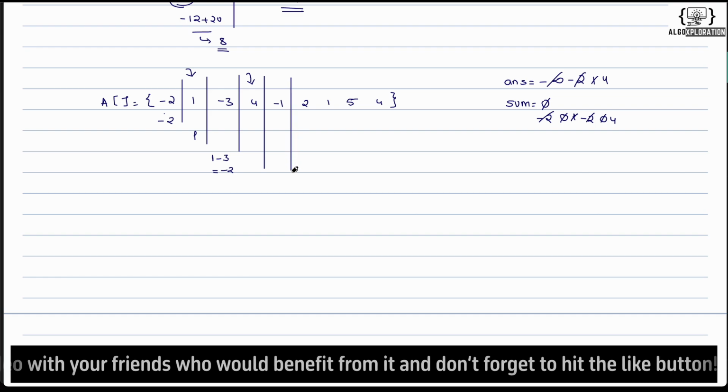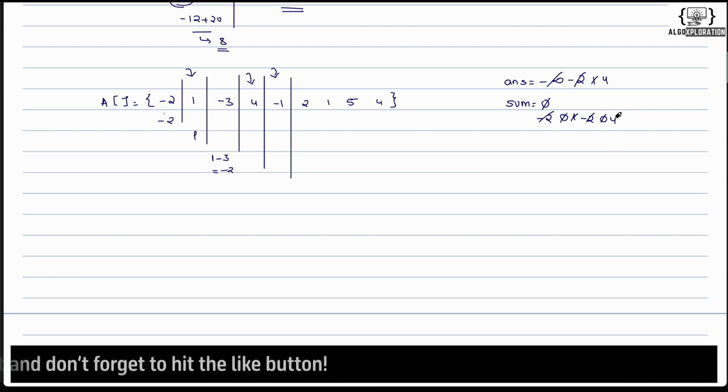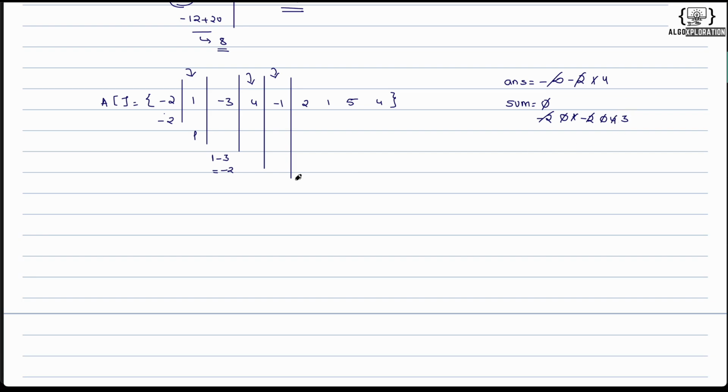Now in that sum we have to include -1. If you include it, the sum will be 3, right? 4 minus 1 will be 3. But here we can see that the sum is positive. This will not hamper our answer, right? The negative sum is actually what hampers our answer. So we will not do anything. We will simply move forward.